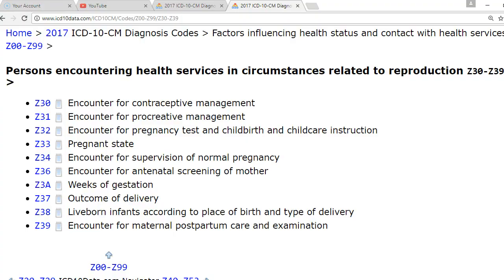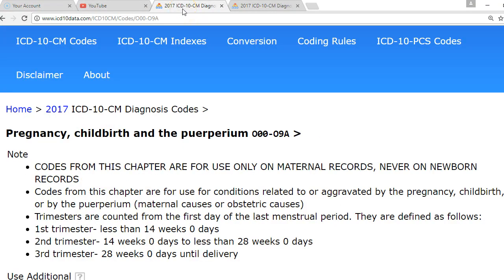Okay, so let's switch over to our O codes. So we're looking at ICD10data.com. You can follow along in your code book as well. So when you get to the beginning of the O codes, we have this notation. Again, codes from this chapter are used only on the maternal record, never on the newborn record. Again, mom's record and baby's record are completely separate. Codes from this chapter are for use for conditions related to or aggravated by pregnancy, childbirth, or the puerperium.